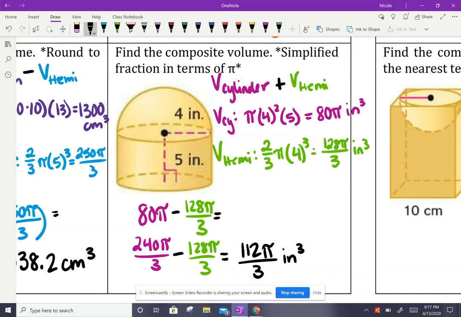Okay? So if you do it in the calculator, that's fine. Just don't include the pi's, and then hit math, enter, enter to get your simplified fraction, and then put your pi back in. Either way is fine.